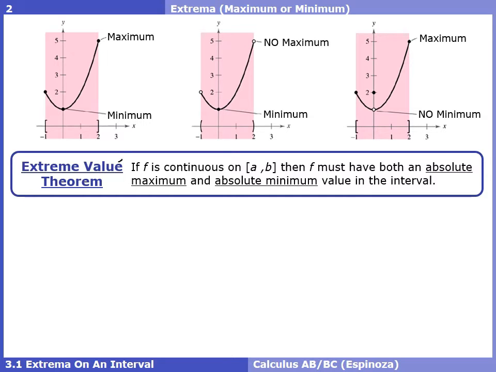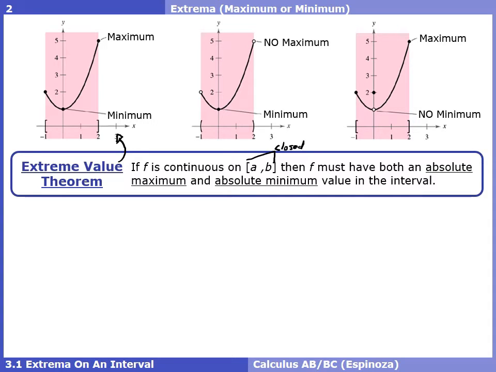An example of the extreme value theorem is this first example we went over. It's a continuous function on a closed interval. These brackets mean we're dealing with a closed interval. In other words, we're including the point A and B in our graph.